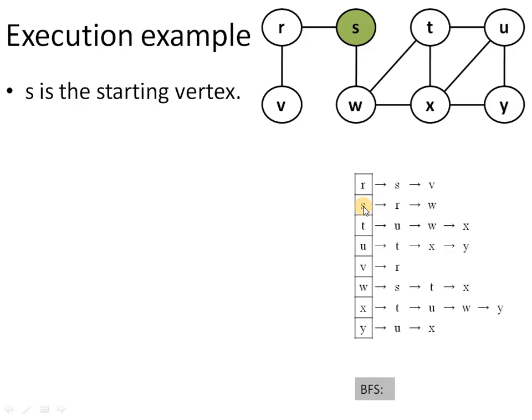Then S, it is connected to R and W. T, it is connected to W, X and U. So in alphabetical order we have U, W and X. Then U, it is connected to three vertices T, X and Y. Then V, it is connected to a single vertex R. W, it is connected to three vertices S, T and X. Similarly, X, it is connected to four vertices and they are T, U, W and Y, and Y, it is connected to two vertices.